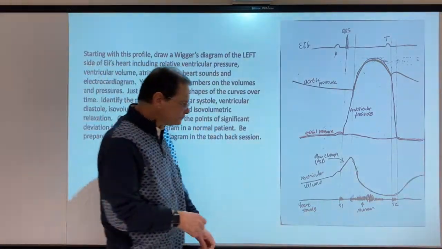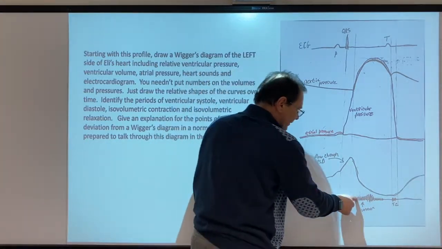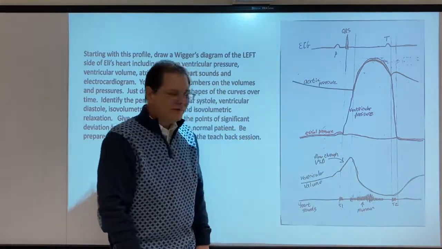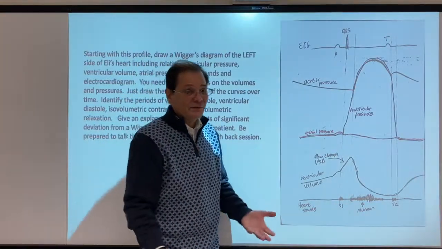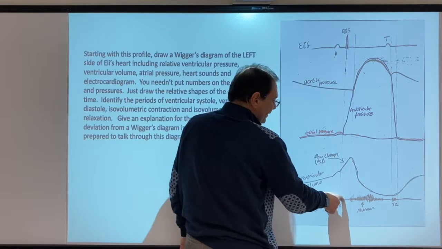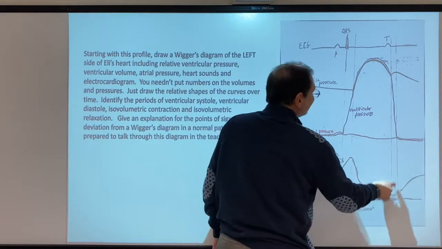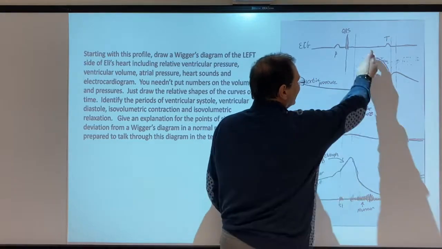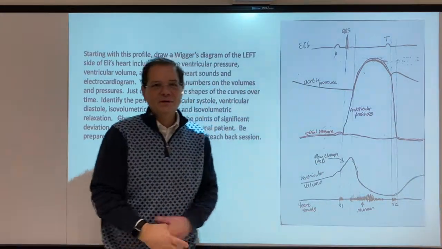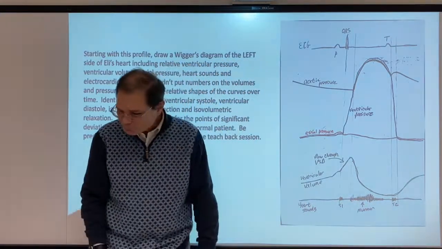Number two is Eli has a systolic murmur, which I drew in here. The period of systole is while your ventricle is contracting. And so it's between S1, when the mitral valve closes, and S2, during the relaxation phase, when the aortic valve closes. That's when you'll hear this murmur, okay?